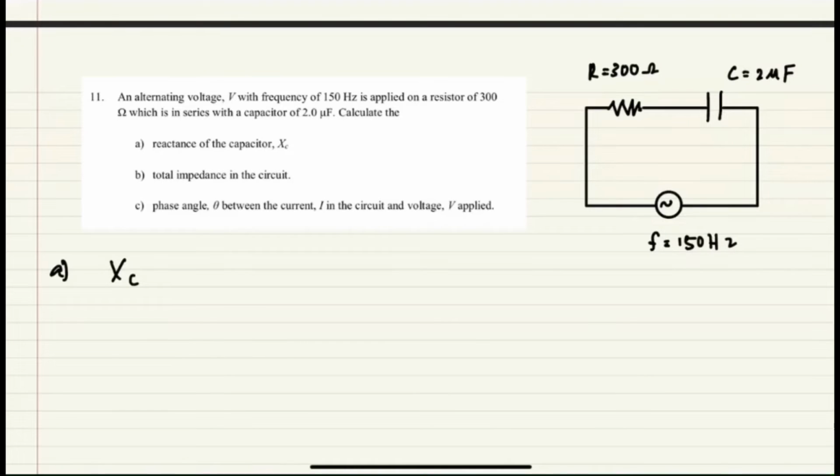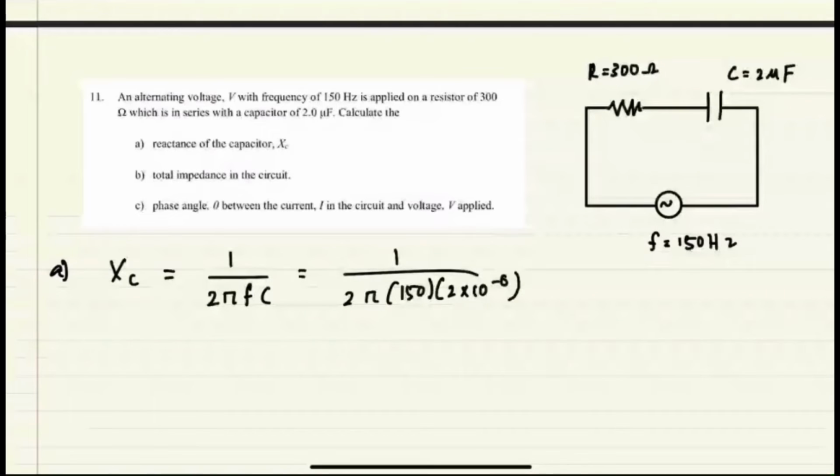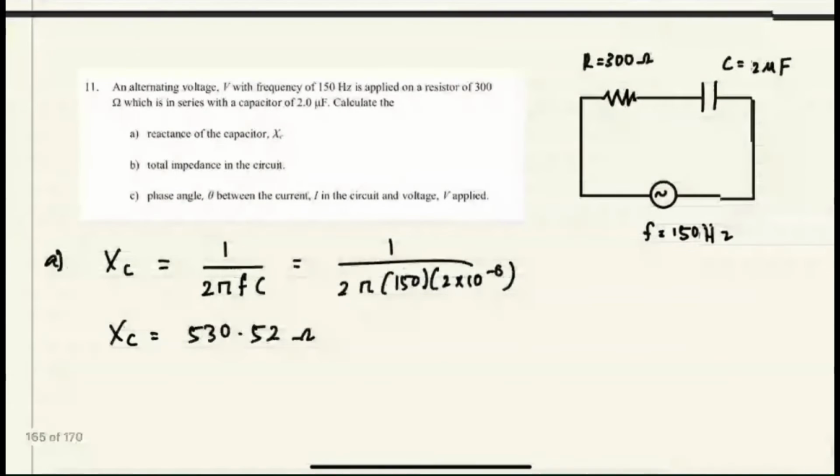So dia letak simbol XC kat situ. XC is equals to 1 over 2 pi F C. Saya cuba buat lagi sikit lah, benda sama ya, ulang-ulang. 530.52. Okay, this one is your XC.